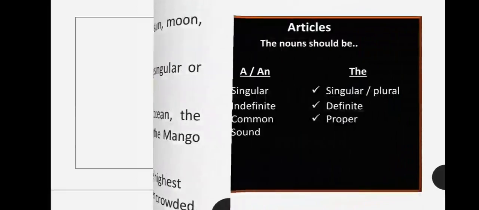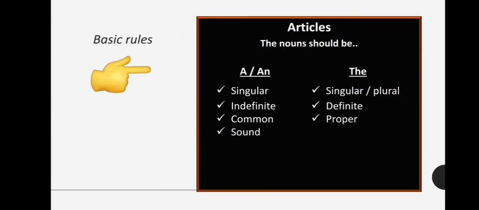So I hope now the doubt has been cleared and we can frame the chart or we can jot down the basic rule of the articles based on the nouns, and it should be like this. Articles, the noun should be, when we talk about "a" or "an", it should be singular.